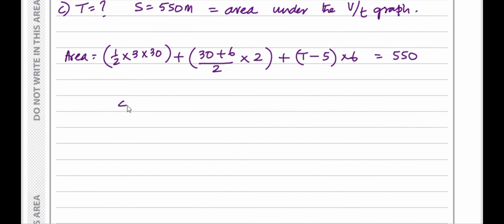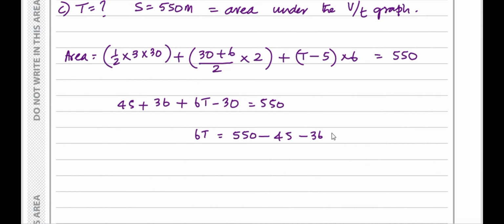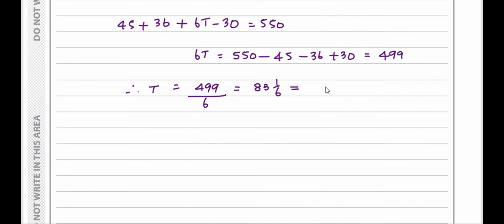That is 45 plus, this is 18 times 2, 36, plus 6 times t, 6t minus 30 is equal to 550. Therefore, 6t equals 550 minus 45 minus 36 plus 30, which is equal to 499. Hence, capital T equals 499 divided by 6, which is equal to 83 seconds to the nearest whole number.